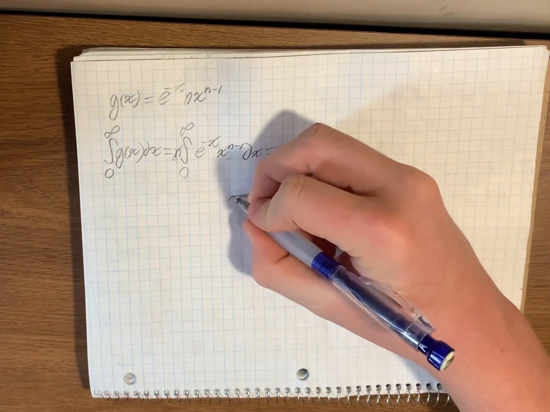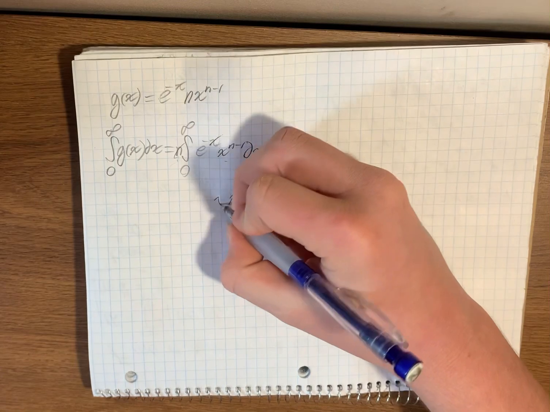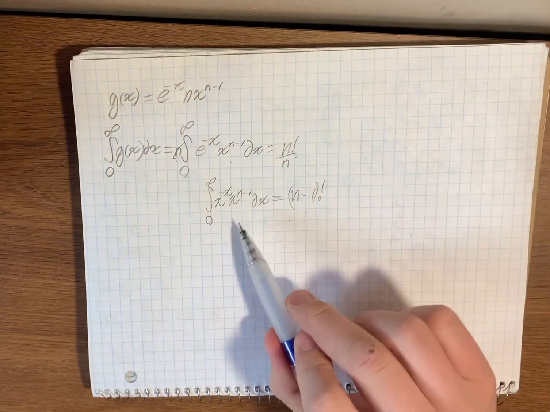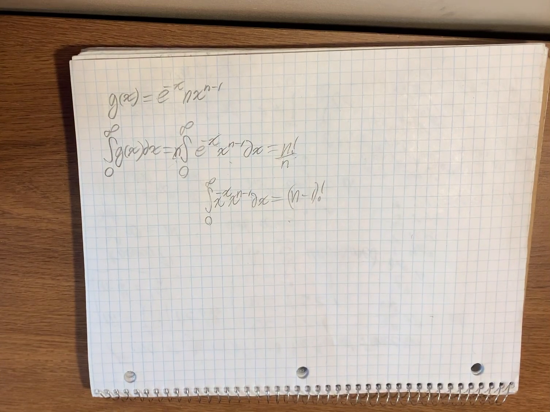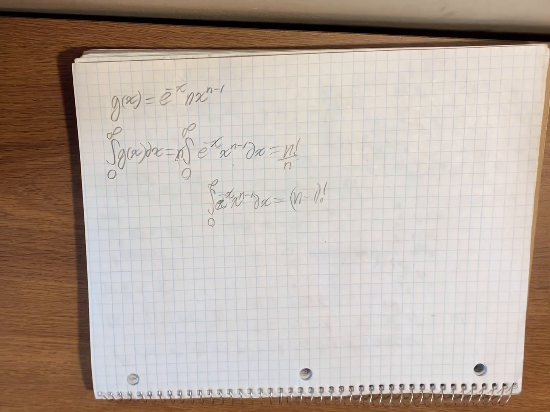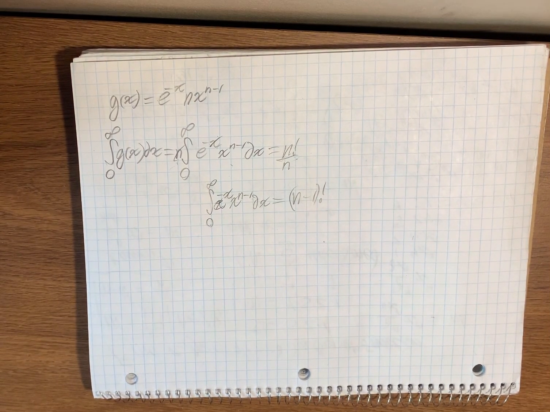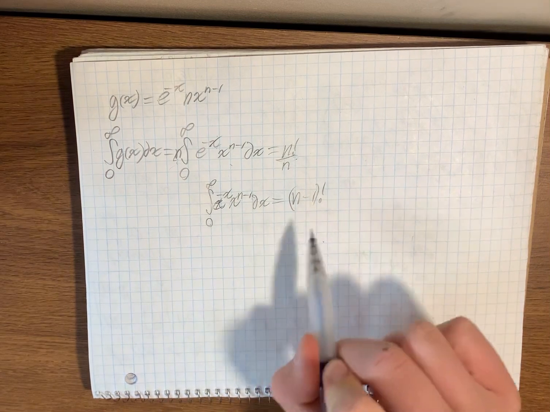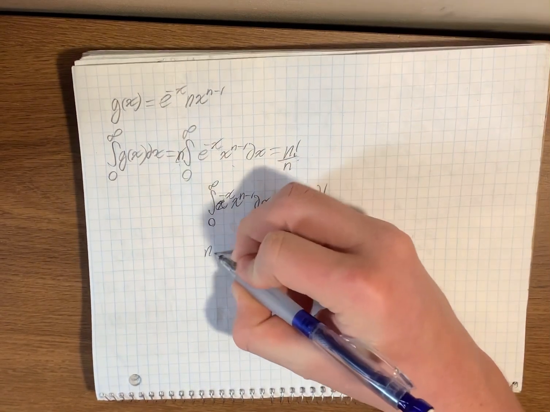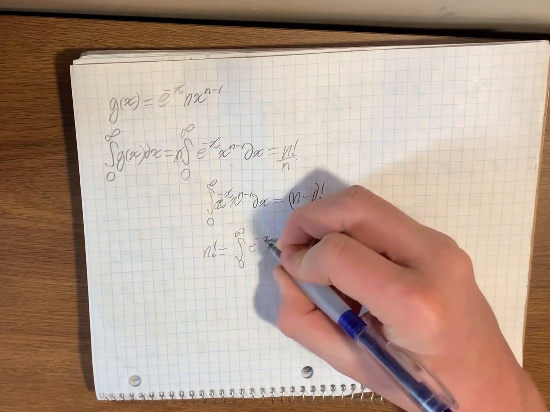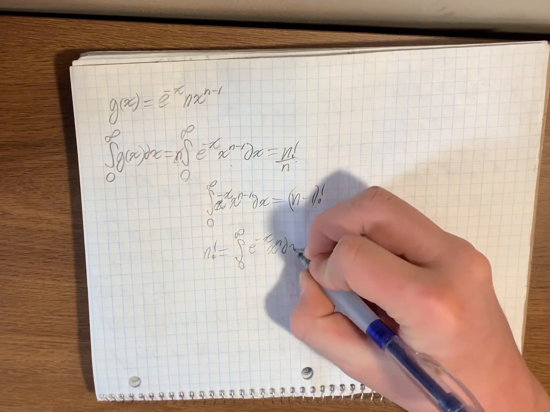Right, this is our solution, and this is it. The integral from 0 to infinity of e to the negative x times x to the n minus 1 dx is equal to n minus 1 factorial. And what you'll see is that we can just add 1 to both these inputs, and we find that n factorial is equal to the integral from 0 to infinity of e to the negative x times x to the n dx. Thank you.